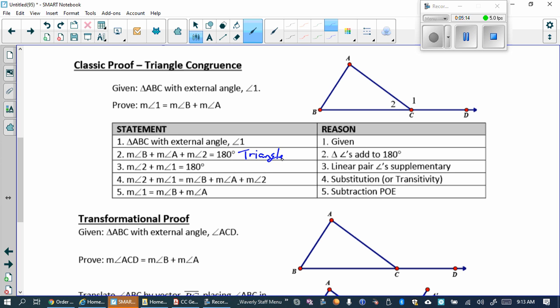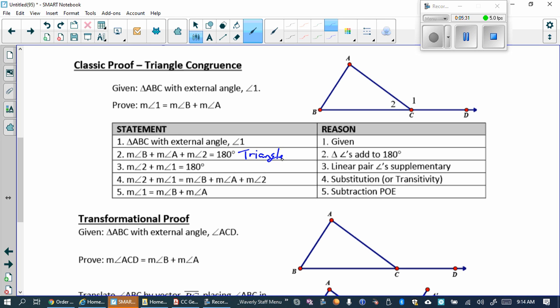Add to 180. You know that. We proved it earlier, didn't we? Triangle, and here's the reason we can say that: triangle angles add to 180. So that's another reason you might use in a proof somewhere. It's valid. So now down here, they say angle 2 and 1 add to 180.